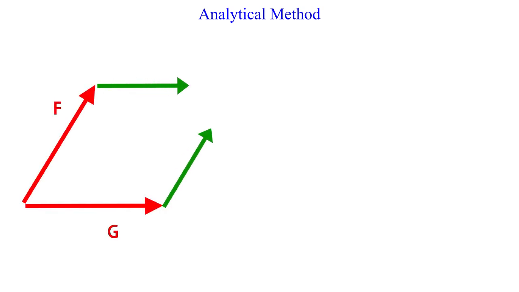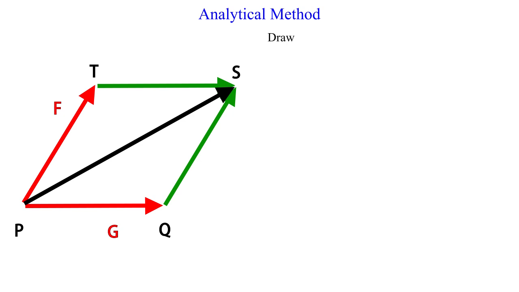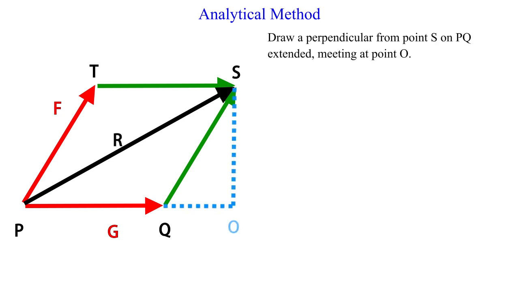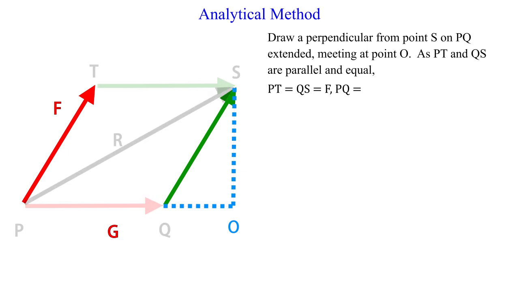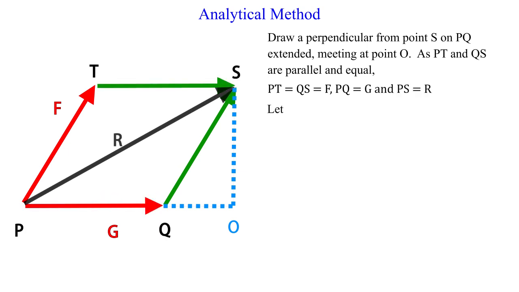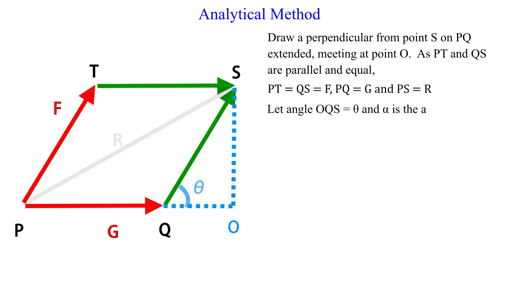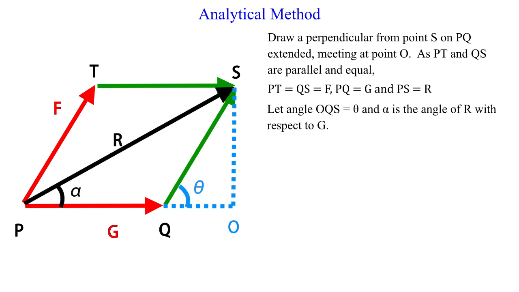Analytical method. The value of R can be calculated analytically. Let us see. The parallelogram obtained from the two forces F and G is represented by PQST. Draw a perpendicular from point S on PQ extended, meeting at point O. As PT and QS are parallel and equal, PT is equal to QS is equal to F, PQ is equal to G, and PS is equal to R. Let angle OQS be theta, and alpha be the angle of R with respect to G.